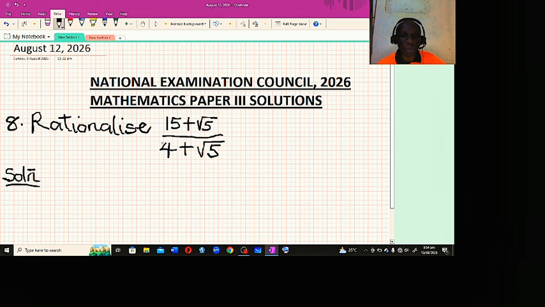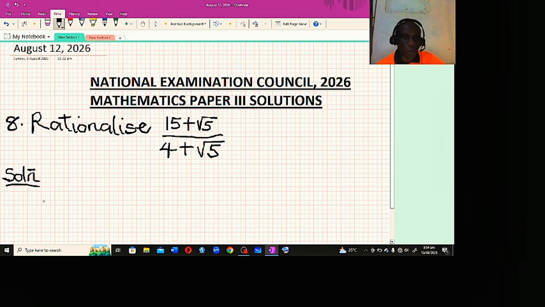Here in the denominator, we have 4 plus root 5, which is a binomial surd. So we would multiply the entire fraction, in other words, we multiply numerator and denominator, by the conjugate of this denominator. The conjugate of any binomial surd has the same terms, but with a different algebraic sign. So here it's plus, and the conjugate will now be 4 minus root 5. So we use 4 minus root 5 to multiply the numerator as well as the denominator. So that is one way you can rationalize this.